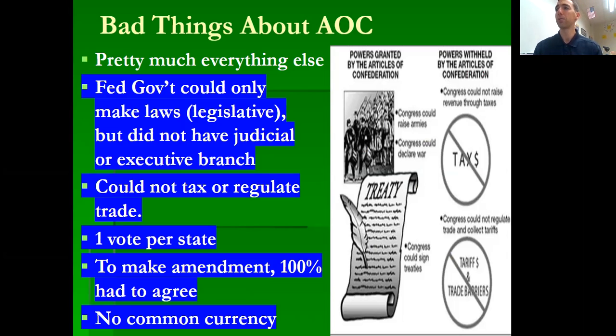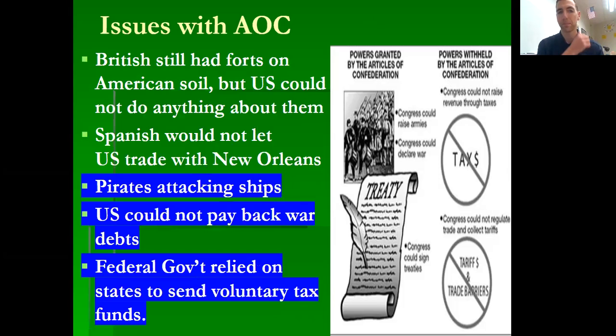The final thing was there was no common currency. Each state had their own money. So if you wanted to do business with multiple states, currency had to be exchanged. This worked very similar almost to different countries. The states viewed themselves more as a different country than they did as United States.